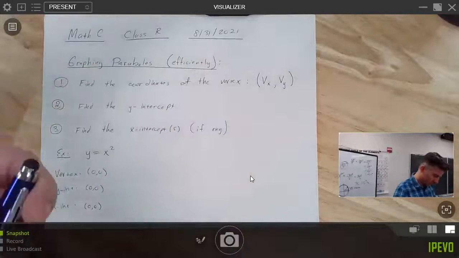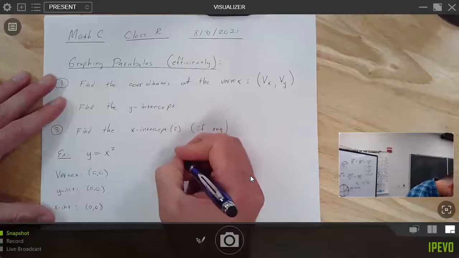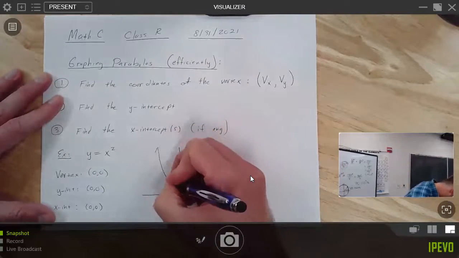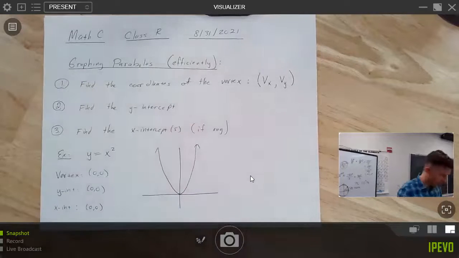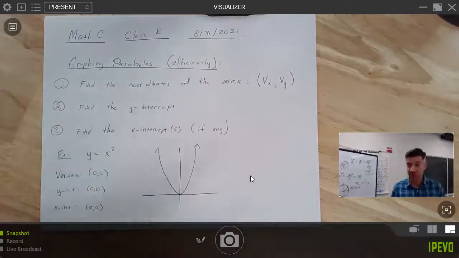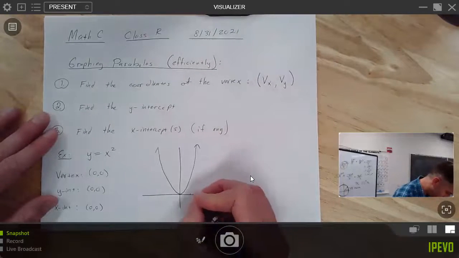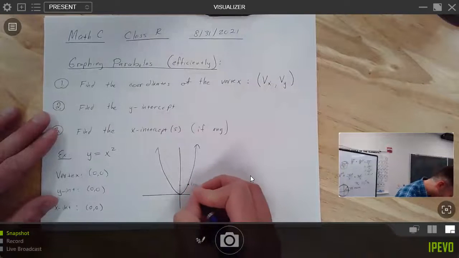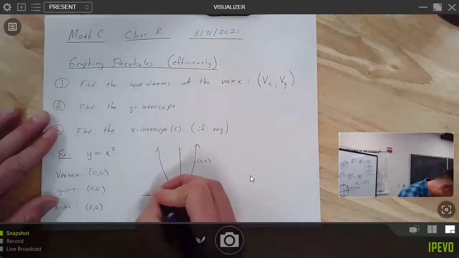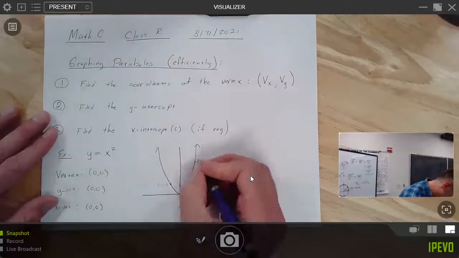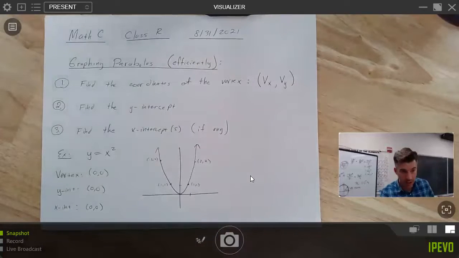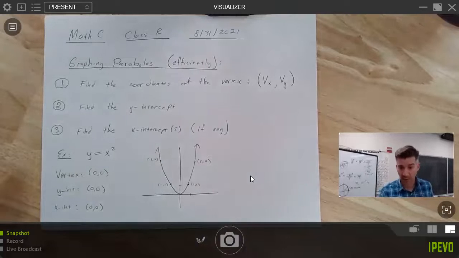I'm running out of pens. Whoops, that's not my best job graphing it ever, but you get the idea. That's what it looks like. You could plot points. I don't think you really need the plot points, but we would have the points, for example, 1, 1 and 2, 4 and -1, 1 and -2, 4.